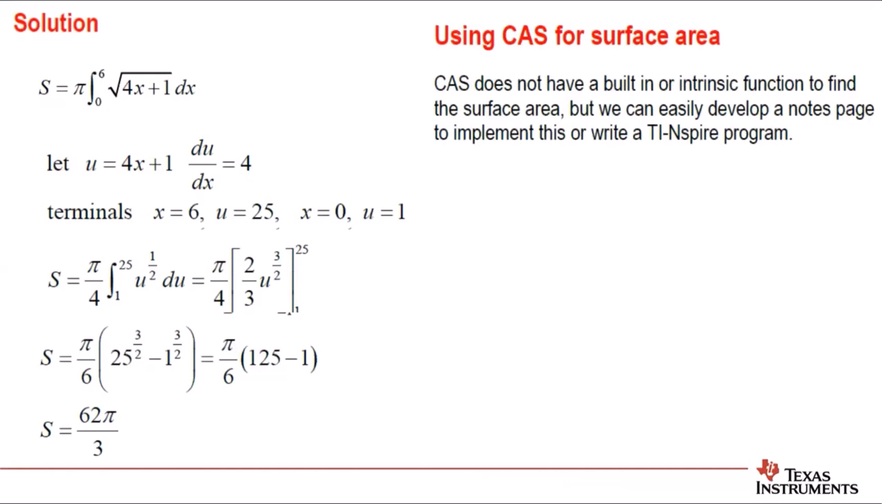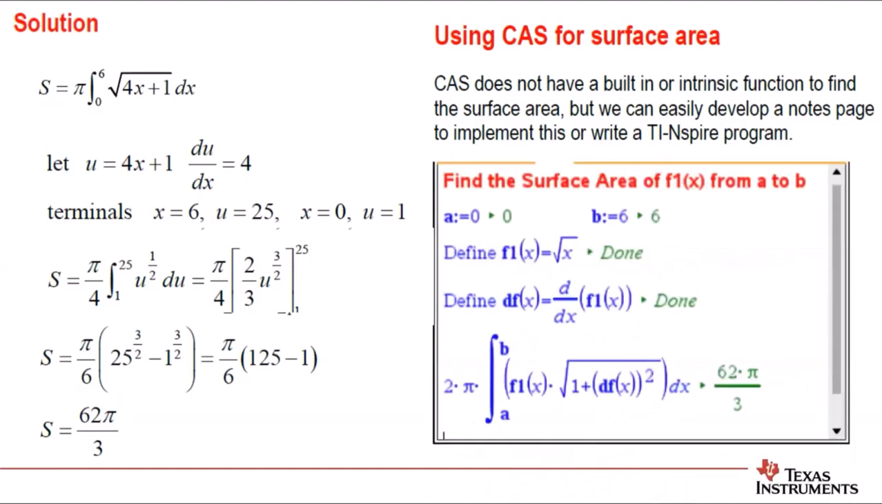So as we said, CAS does not have an intrinsic built-in function to find the surface area, but we can easily develop that on a notes page, or we could write a TI-Nspire program to do that. So in the TNS file that you will get for this, you will get the CAS program to find the surface area and arc length, but I suppose really just the notes page is good enough here. So the notes page, define the function f1 of x is root x. Just for a bit of clarity there, I've defined df to be the derivative of the function f1 of x, and then the integral 2 pi between a and b of f1 of x square root of 1 plus df of x all squared gives me the exact answer that we've got.